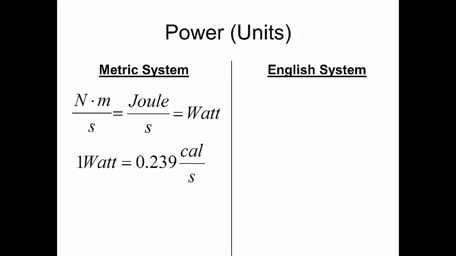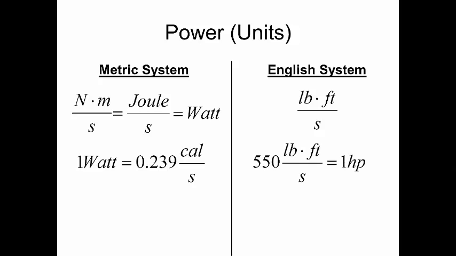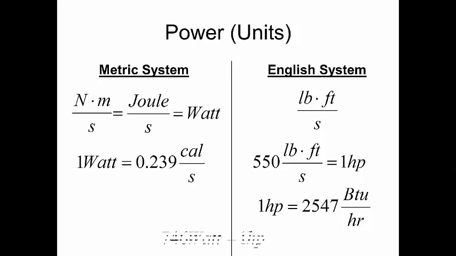In the English system, we have pound-feet per second. Pounds are the force, feet per second is the velocity. Typically, we see this written as a horsepower. There are 550 pound-feet per second for every horsepower. 1 horsepower is equal to 2,547 British thermal units per hour. If we want to relate the metric and English system, then 746 watts is equal to 1 horsepower.